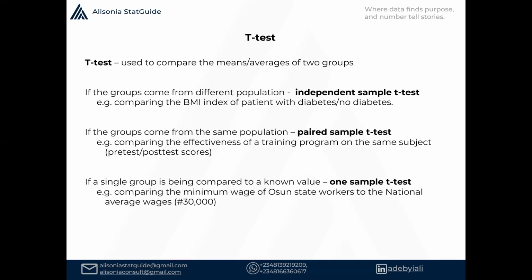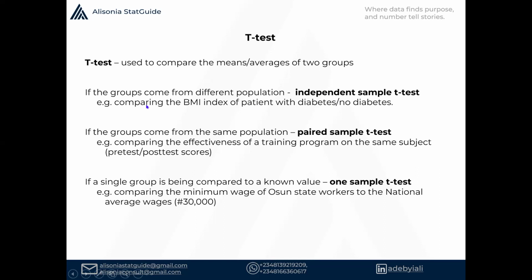Let's say a group of males and a group of females. There is no person that is really male and female together. So we have group A and group B, which are male and female. In that sense, we are going to use what? The independent sample t-test, on the word independent.